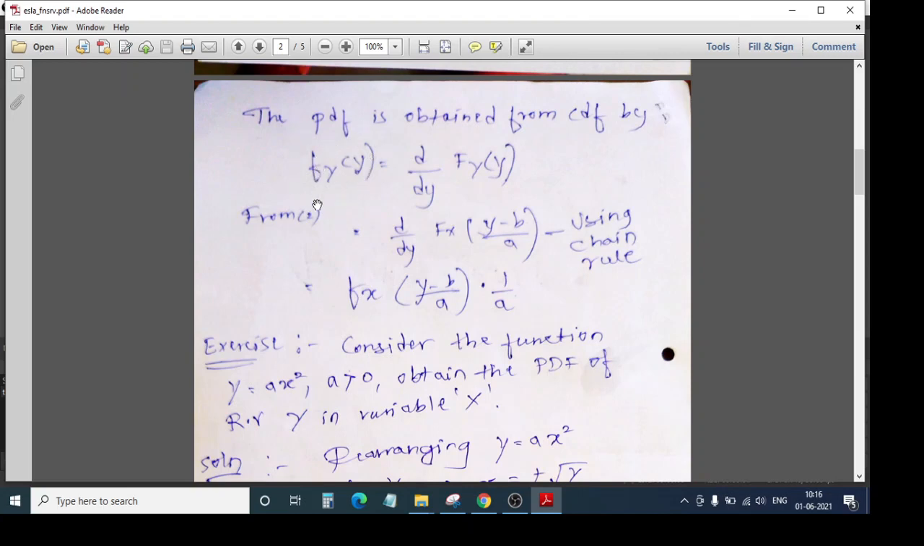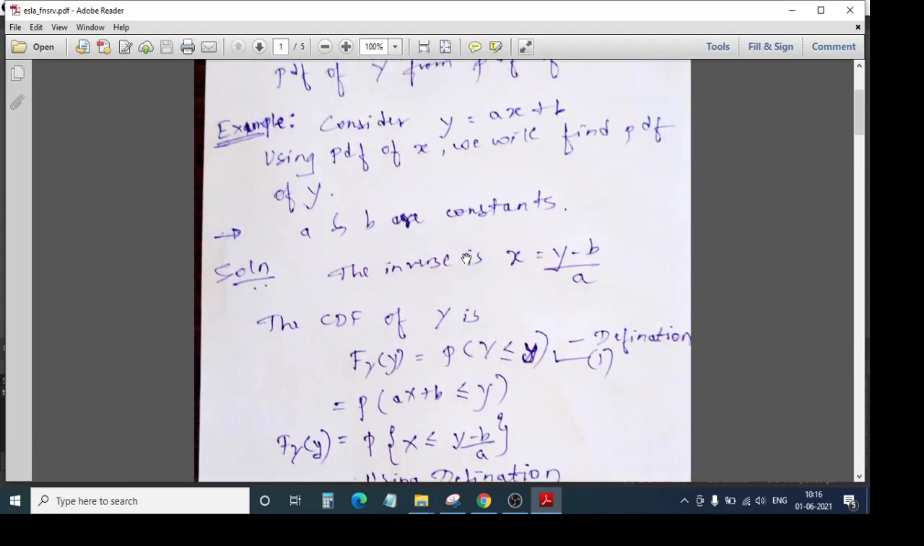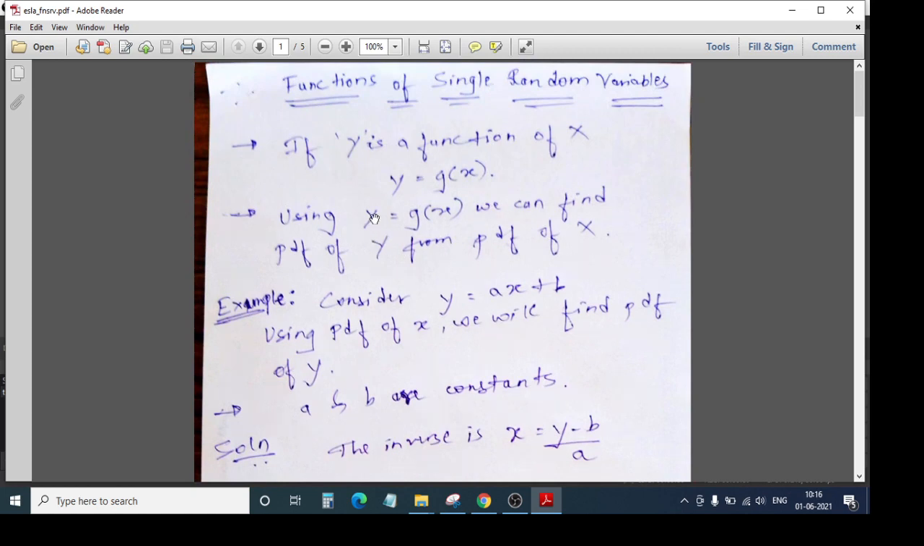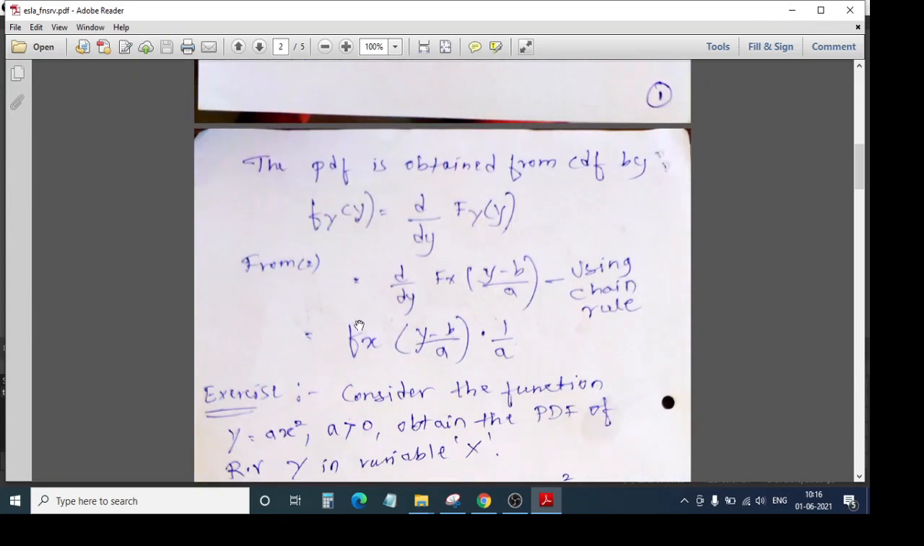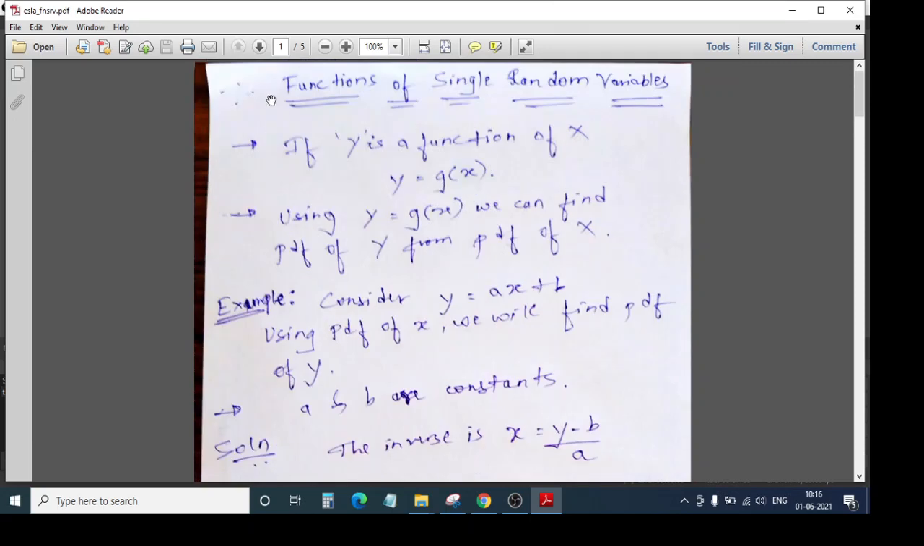So what we have done now is we have obtained the PDF of y in terms of the PDF of x. See here, friends, this f x is nothing but the PDF of your x, and this small f y is the PDF of y. That is what we are trying to do, right? If you see the definition, we are trying to find the PDF of y from the PDF of x. So we have found out the PDF of y from the PDF of x. Okay, I hope this is clear. This is what we'll be trying to do in functions of a single random variable.